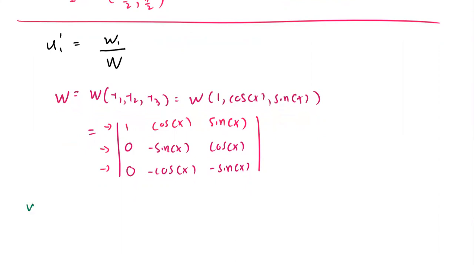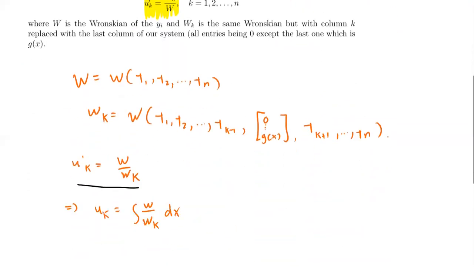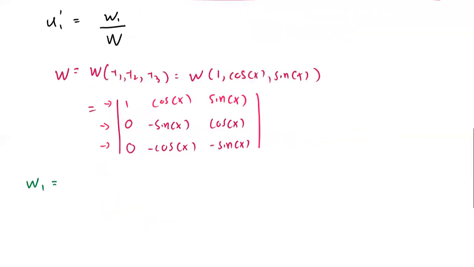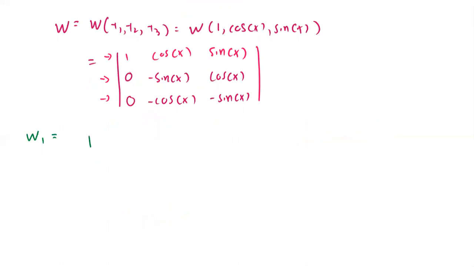So what would W1 be? By definition, W1 is the exact same Wronskian as W, but you remove the kth column. In this case, for W1, we remove the first column and replace it with a column of all zeros with g of x at the end. So it's going to be the exact same Wronskian, we just replace one of the columns. In this case, we replace column 1 by a column of all zeros with g of x at the end, and everything else stays the same. The second column and third column stay exactly the same.